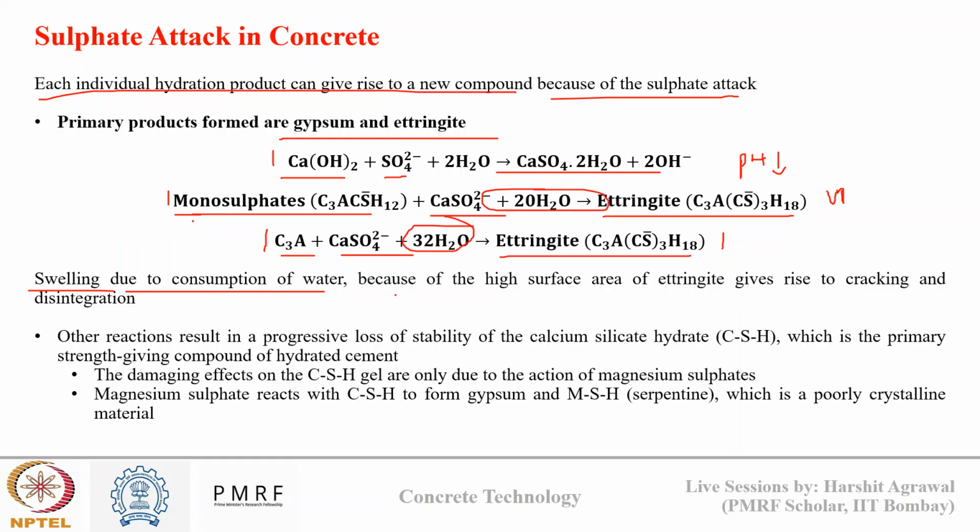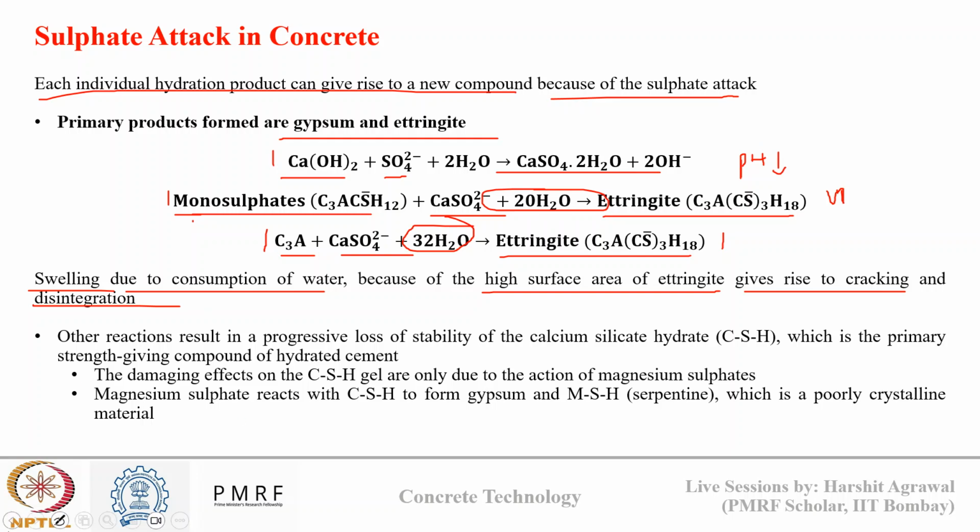Okay, and due to this swelling, there is a high surface area of ettringite which can give rise to cracking and disintegration in concrete. If this swelling occurs in the hardened concrete state, I have a very compact system. There are not many free spaces available. But if such a reaction occurs in the hardened concrete state where ettringite demands more volume or space due to its high surface area, that can result in tensile cracking inside my concrete, which can lead to degradation of my concrete.